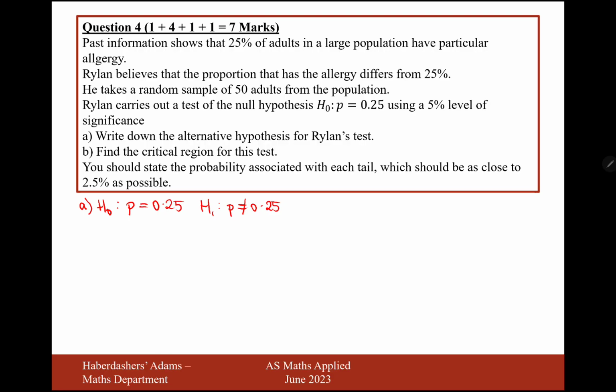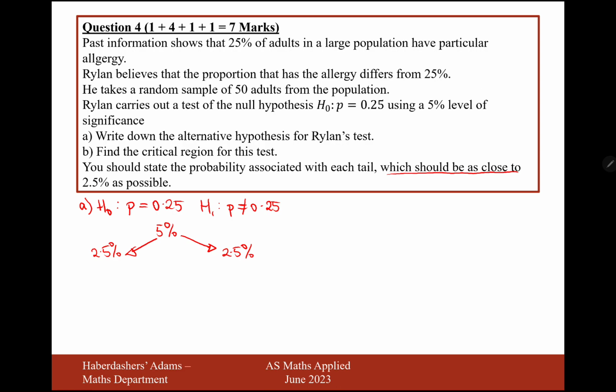Find the critical region for this test. Okay, so we need to take our 5% significance level and split it into two parts, an upper bound and a lower bound. So 2.5% and 2.5%. We need to find the point at which a certain number of values or less is as close to 2.5% as possible, and an upper bound for which that amount of values or more is close to 2.5%.